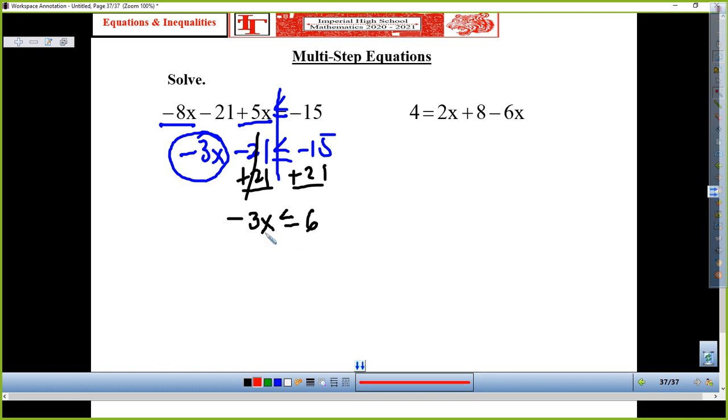Who remembered what to do? If we have an inequality and we're dividing or multiplying by a negative, what do we do, everyone? You flip the symbol. X is greater than or equal to negative 2. Copy that and work on the second one. See what you get for the second one, please. And the second one reads 4 equals 2x plus 8 minus 6x. Copy that. I'll give you some time.